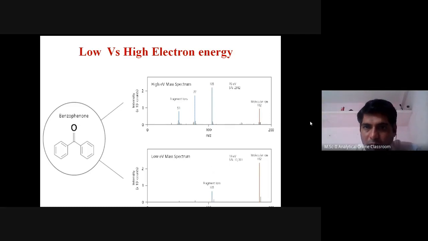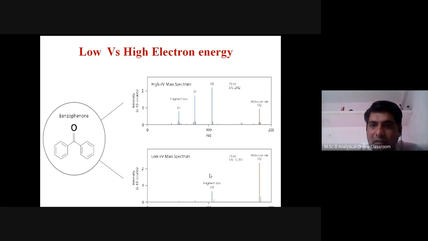In the first case, because of the high energy, this spectrum is taken at 70 electron volt. You can see the red line, which is for the molecular ion, meaning only one electron is taken from the molecule. That's why it is called the molecular ion, and it has very low intensity because at higher energy, this molecular ion is less stable. So that's why you are getting a small peak.